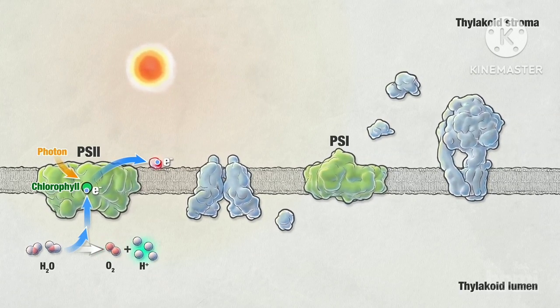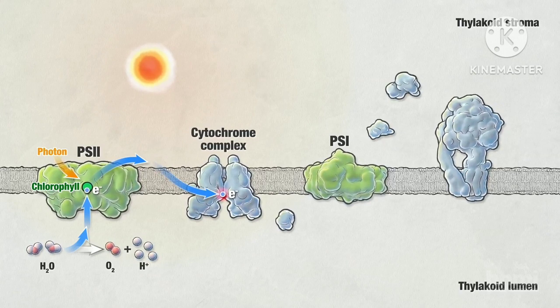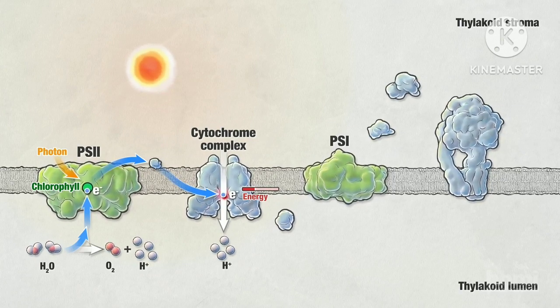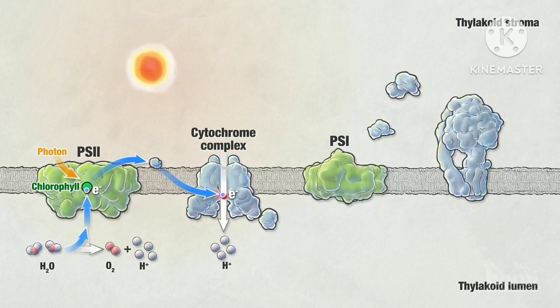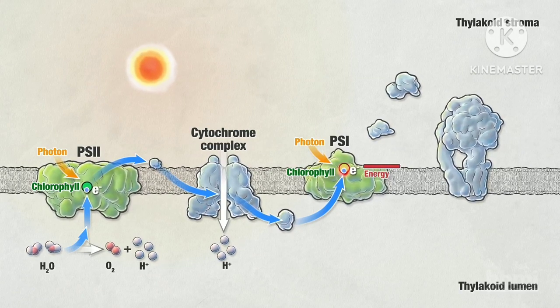The other products are protons, or hydrogen ions, which are released into the inside of the thylakoid, or lumen. The excited electrons move to the cytochrome complex. Some of the energy from the electrons is used by the cytochrome complex to transport additional protons into the lumen. The second electron carrier, a protein inside the lumen, receives the electrons and passes them to photosystem 1. These electrons have now lost most of the energy they gained from light in photosystem 2. Photons of light hit chlorophyll in photosystem 1 and excite the electrons again.